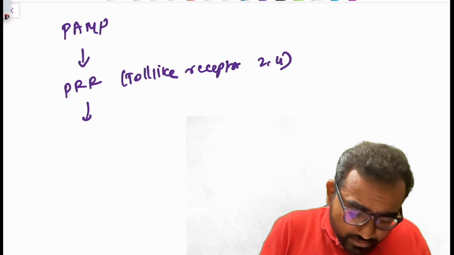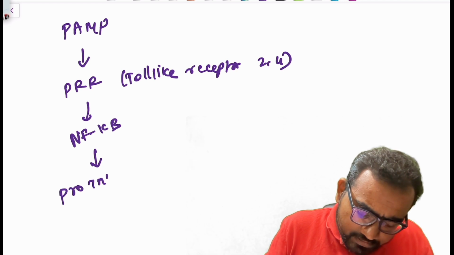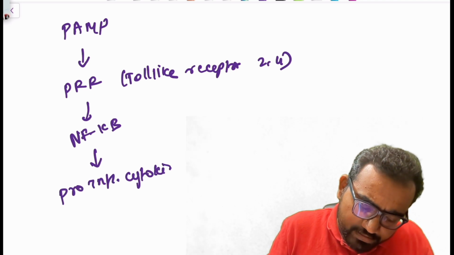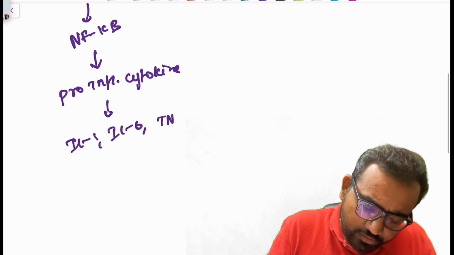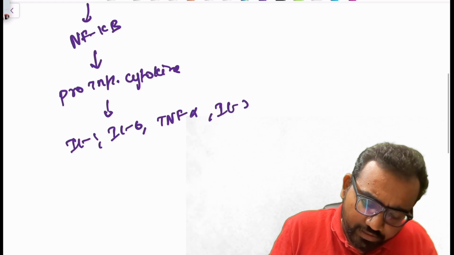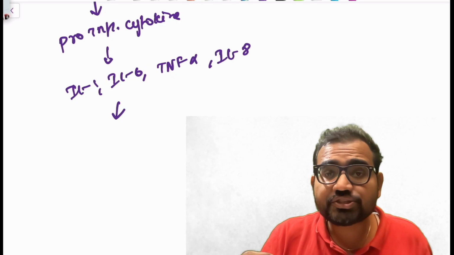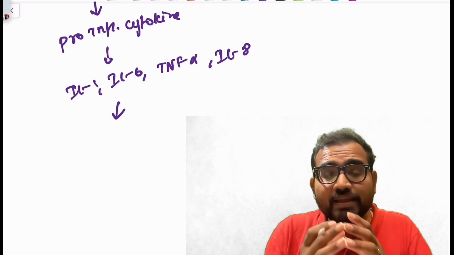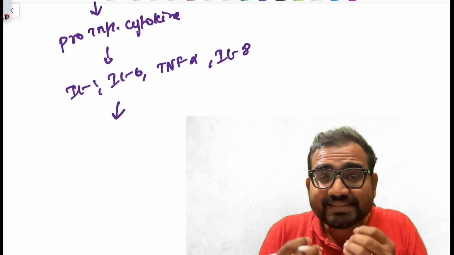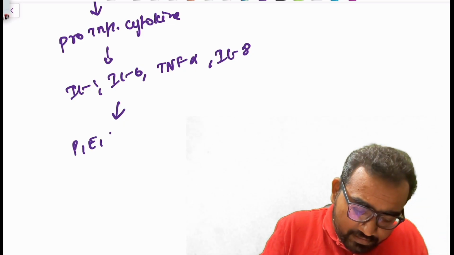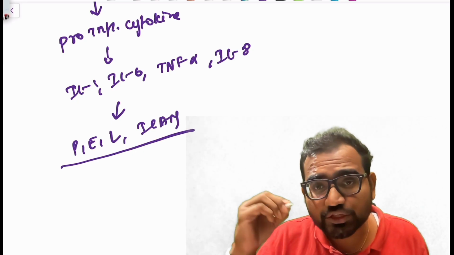Once this is done, nuclear factor kappa B is activated, which is going to result in pro-inflammatory cytokines. What are the pro-inflammatory cytokines? Interleukin 1, interleukin 6, tumor necrosis factor alpha, and a chemokine called interleukin 8. All these are going to result in a series of events: transient vasoconstriction, followed by persistent vasodilation, increased vascular permeability, and expression of certain selectins P, E, L, and ICAM in the walls of the endothelium. This is going to give attachment to the leukocytes.